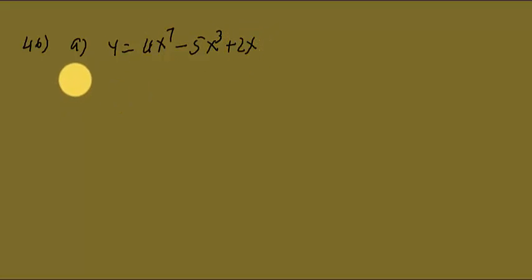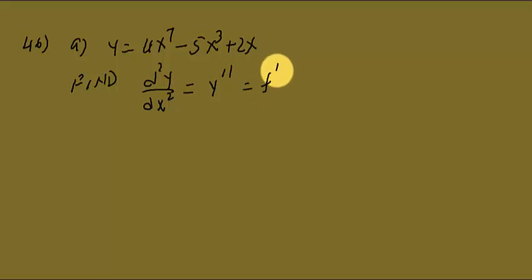Okay, this is 46. Let's do 46a first. 46a says y is equal to 4x to the 7th minus 5x to the 3rd plus 2x. And they're asking me to find d squared y over dx squared. This means to take the second derivative, or f double prime of x, or y double prime.